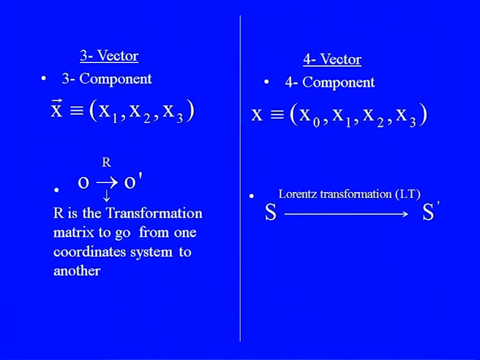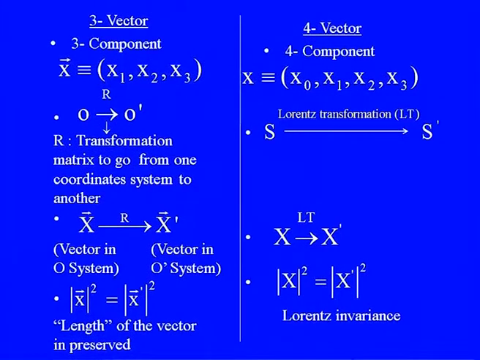You need this transformation matrix R to go from one coordinate system to another. And similarly, in the case of the four vector, it's the Lorentz transformation which is transforming from S to S prime. Now, we define a vector to be that physical entity. Look at the three vector part. If you look at the three vector part, you see that vector X is transformed to vector X prime.